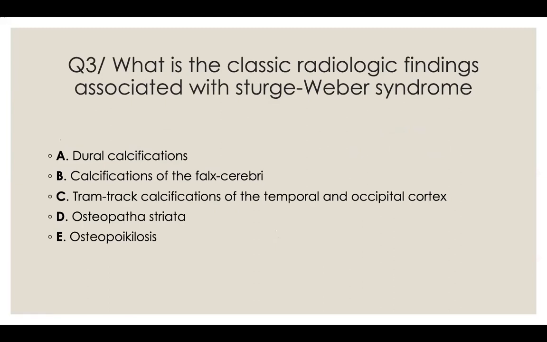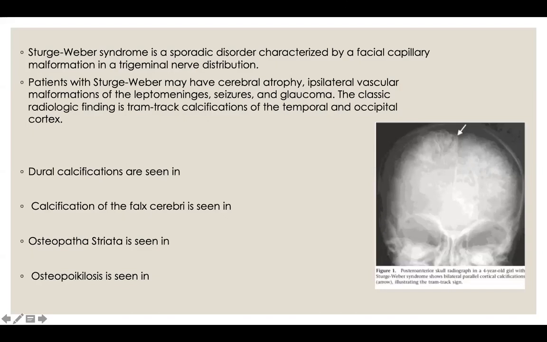Third question, what is the classical radiological finding associated with Sturge-Weber syndrome? Dural calcification, calcification of falx cerebri, tram-track calcification, osteopathia striata, osteopoikilosis. Yes, we get a 3, 4. Okay, yes, it's C, tram-track calcification of the temporal and occipital area. Sturge-Weber syndrome is a sporadic disease, and it is characterized by the facial capillary malformation, mainly in the trigeminal nerve distribution, and you have other presentations with cerebral atrophy, seizures, and glaucoma. But the classical presentation is the tram-track calcification of the temporal and the occipital area.